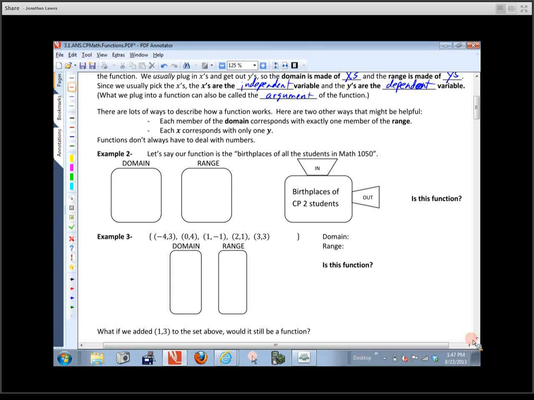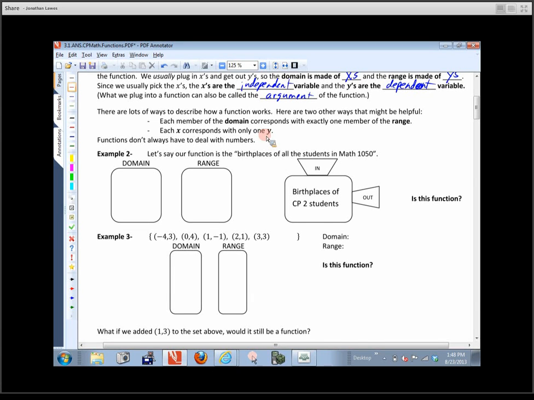So there are lots of ways to describe how a function works. We've got a couple of other ways. We'll talk about them really quickly. Each member of the domain corresponds with exactly one member of the range. The fact that it corresponds with only one member of the range, that's that consistent part. Or if we say it as short as we can get it, each x corresponds with only one y. That's the idea that if I plug in a 0 today into this function, I get a -3. If I come back tomorrow and plug in a 0, I'm still going to get a -3.